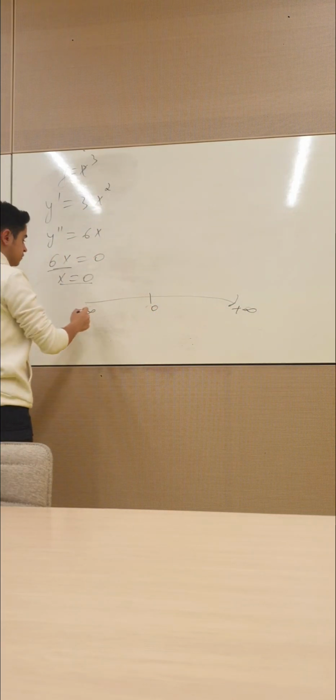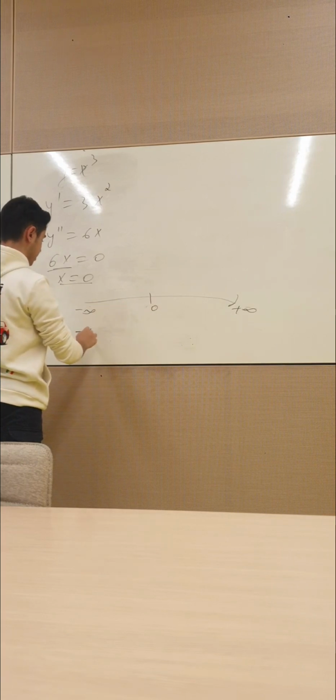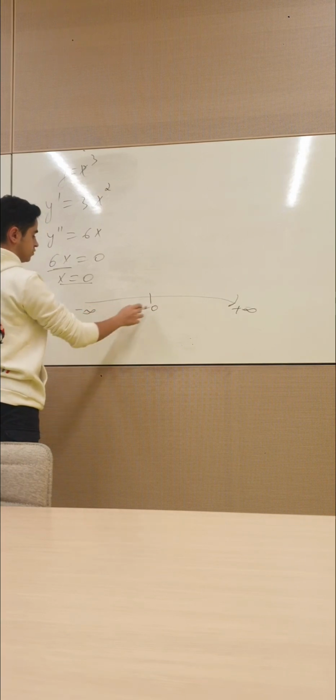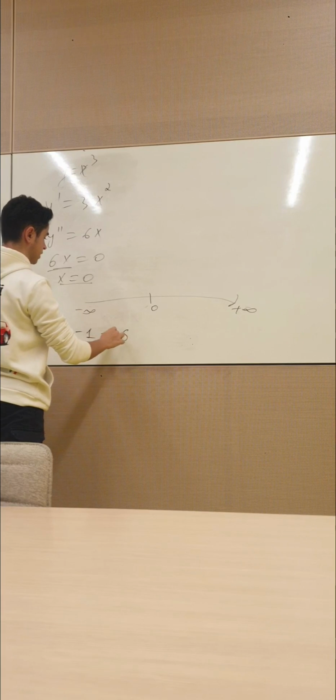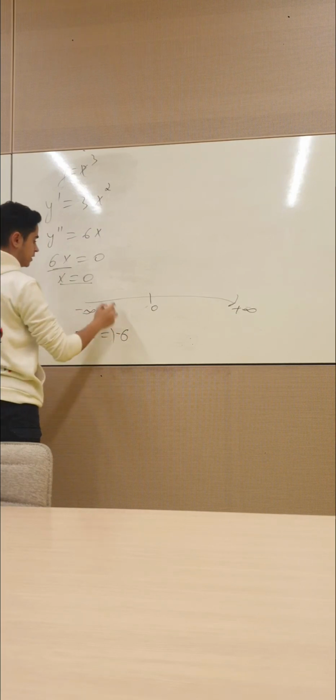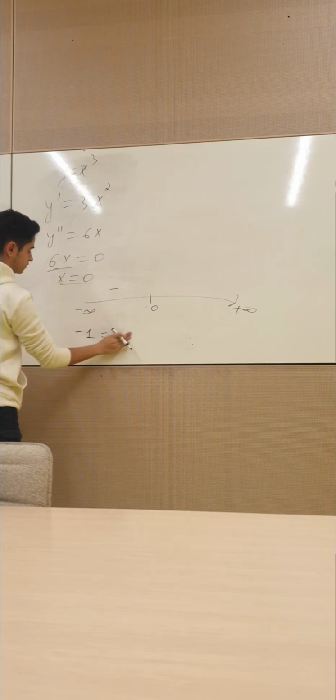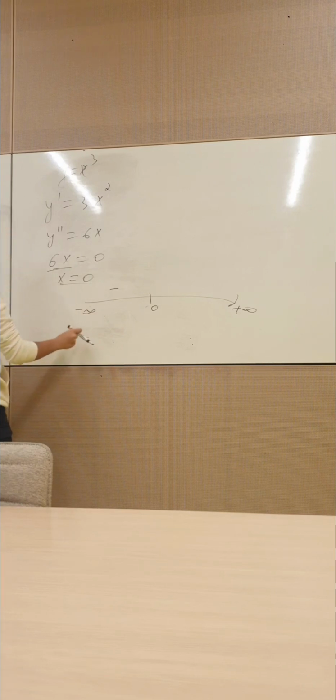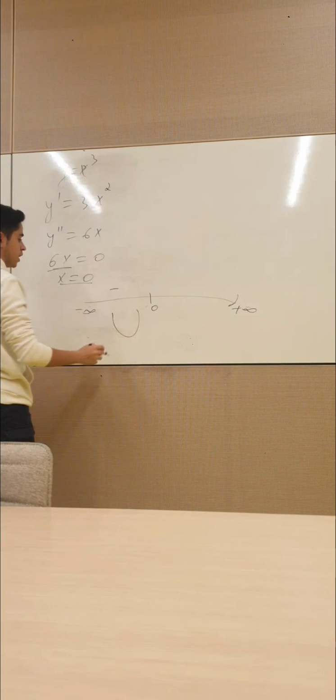Then we give a number from both intervals. For example, we give minus 1 in the interval minus infinity to 0. We see that it becomes minus 6 from there. And this negative sign means our function in the interval minus infinity to 0 is concave down.